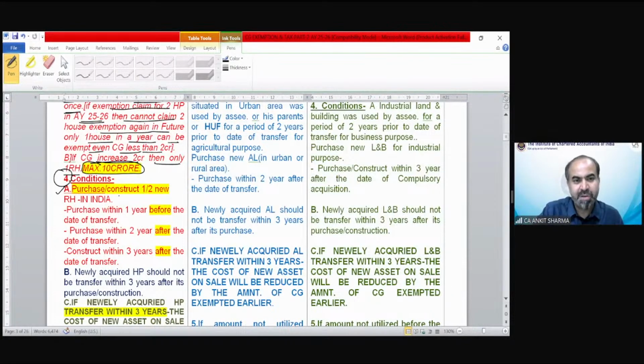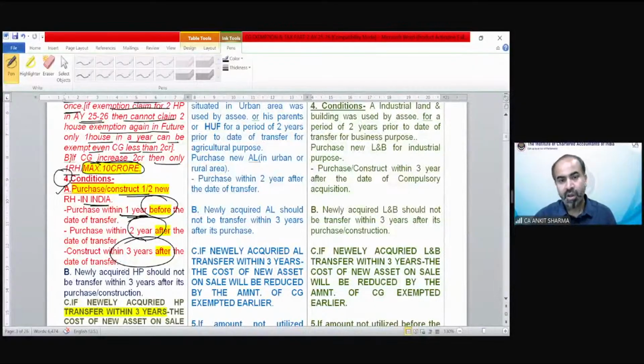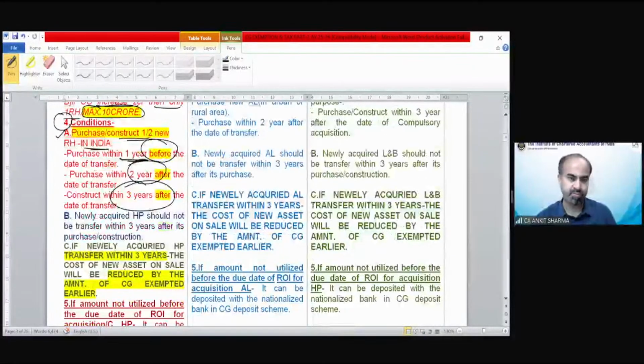Point A says purchase, construct one or two new residential house in India. Purchase within 1 year before. Purchase within 2 years after. Construction in 3 years after. So time period is 1, 2, 3. So 1 year before, 2 years after purchase, and within 3 years you have to construct. Now one more condition is there. Point number B.